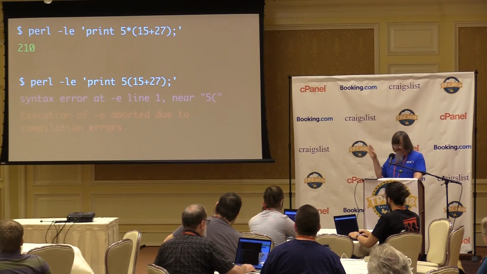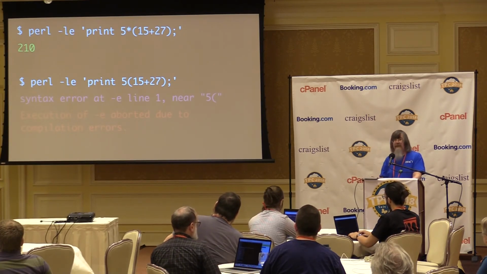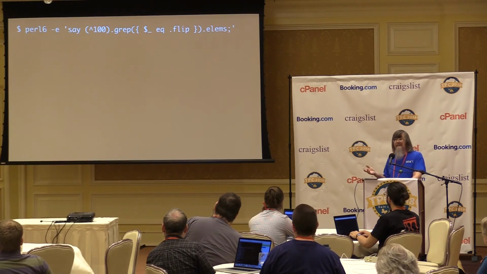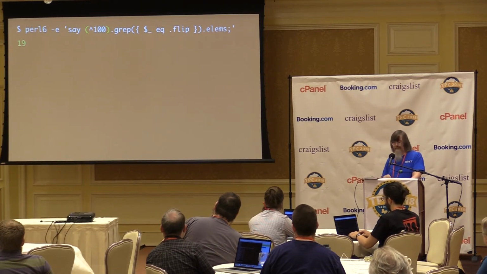Now that's too simple for Perl 6. Let's do palindromes. In the first 100 numbers, how many of them are the same if you wrote them backwards? That's a one-liner in Perl 6. Now, the parens around the caret 100 are required.